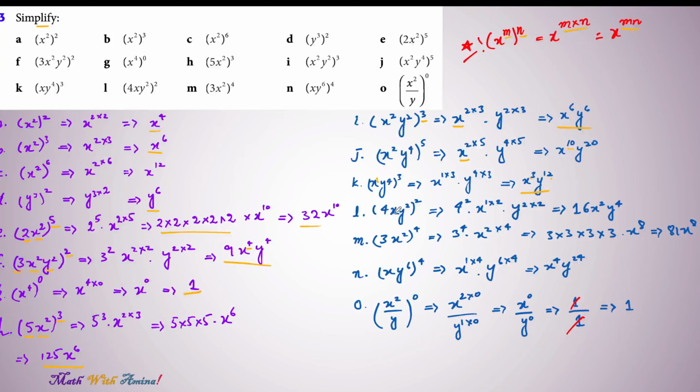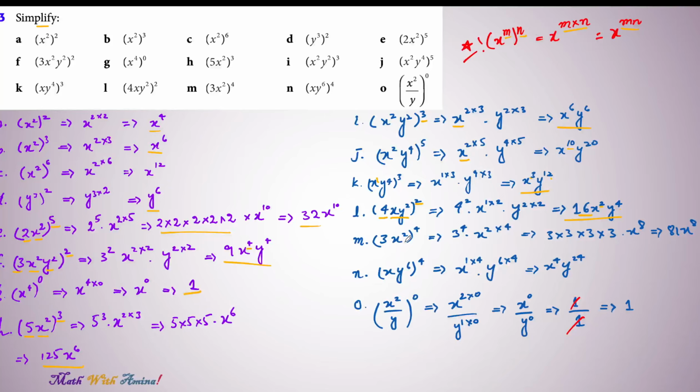Next we have 4x y squared, whole raised to the power of 2. So this power 2 applies to 4, which is the coefficient, and the two variables x and y as well. So 4 squared is equal to 16, and again applying the power of power rule, the indices are multiplied. So 1 multiplied by 2 is equal to 2, and for y, 2 multiplied by 2 is equal to 4. So we get 16x squared y4 as the final answer.